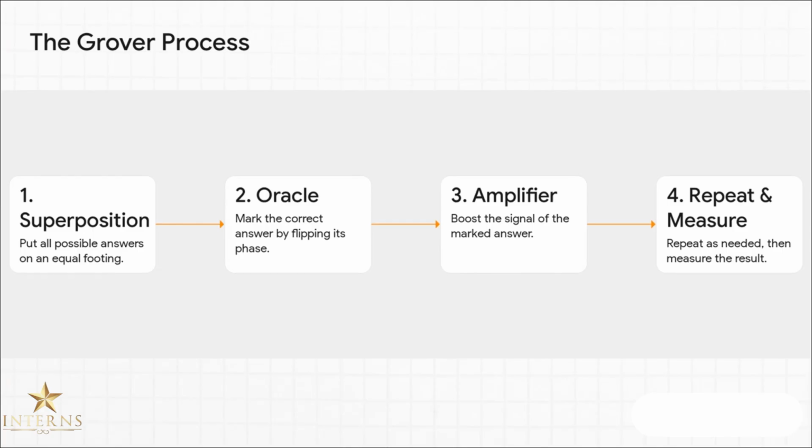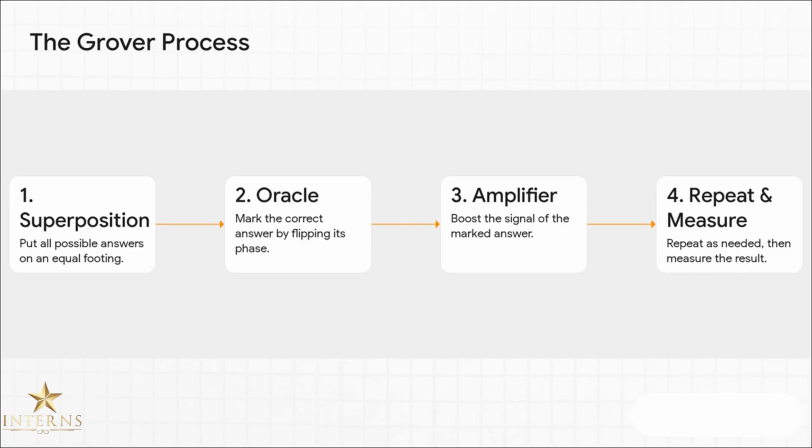First, step 1, we put everything into superposition. Every possible answer has the exact same, equal chance of being right. Then, step 2, we let the oracle do its thing and mark our target. Immediately after, step 3, the amplifier comes in and boosts that marked signal. And then we just repeat that two-step. Mark and amplify, a certain number of times. And when we're done, we take a look.